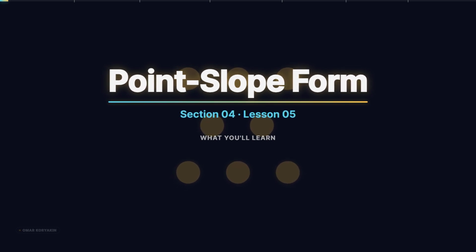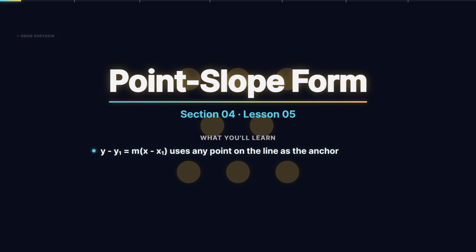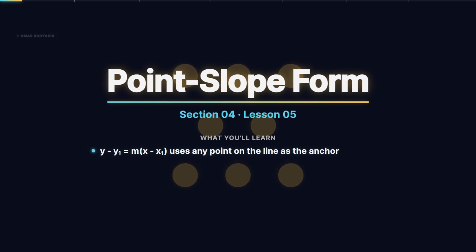Today, we add a second canonical form for the equation of a line, point-slope form, written as y minus y1 equals m times the quantity x minus x1. The point-slope form uses any specific point on the line as the anchor rather than restricting to the y-intercept, which makes it more flexible than slope-intercept whenever the y-intercept is unknown or inconvenient. Today, we lock in the point-slope formula, the procedure for using it, and the conversion between point-slope and slope-intercept forms.